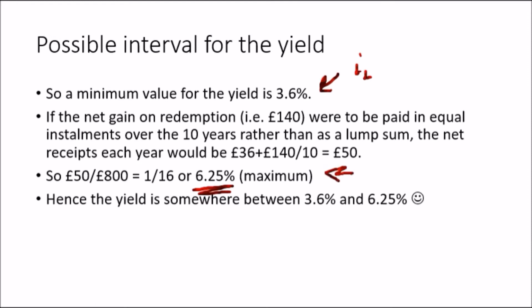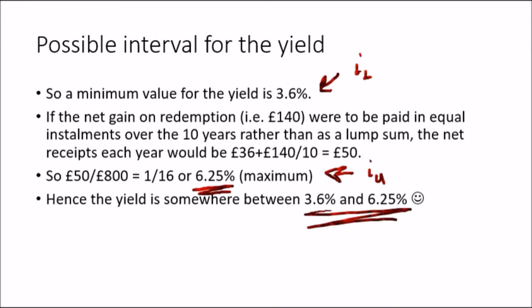It will never be this, by the way, because of decreased interest rate. This is just theoretical. So theoretically speaking, this would be the absolute maximum, which we'll never reach. So that means we have a bound. Hence the yield is somewhere between these two values.